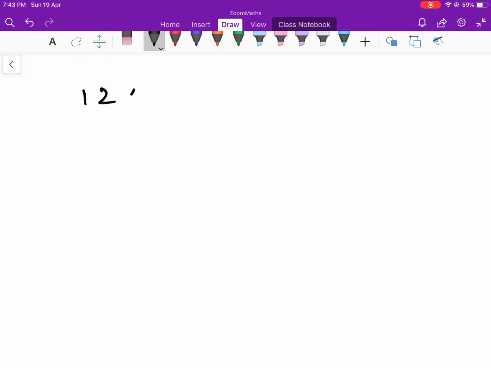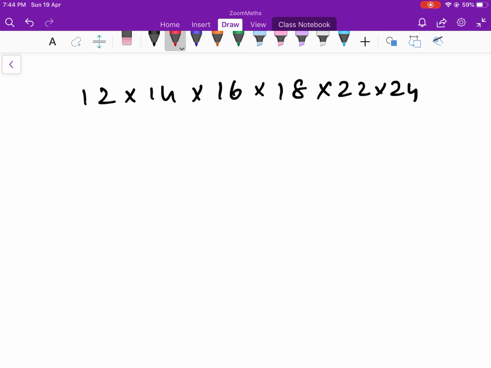Let's say we've got 12 into 14 into 16 into 18 into 22 into 24. And now you're supposed to find the units digit. Nowhere do you see an even number multiplying with 5, so it's not going to be 0. In this case, what you do is you just take all the units digits. That's 2 into 4 into 6 into 8 into 2 into 4.